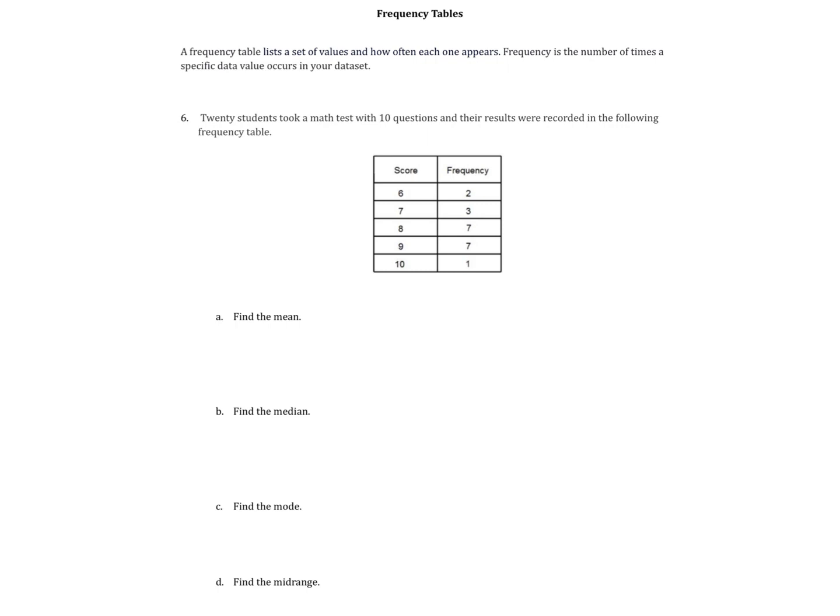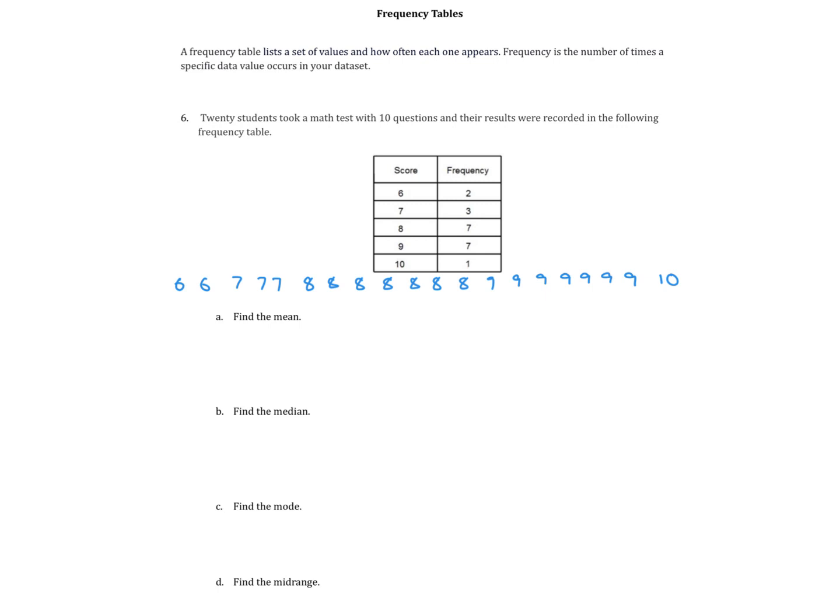So if I were to list out these data values or the scores of the 20 students, I would have 2 6s, I would have 3 7s, I would have 7 8s, 7 9s, and I would have 1 10. So if it's helpful and the frequencies aren't too high, you can make a list of your data values.